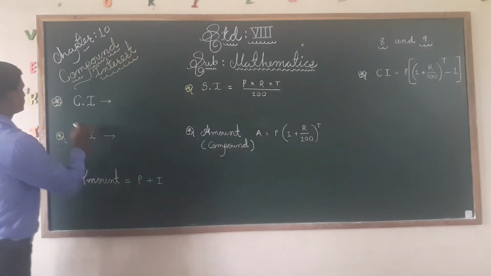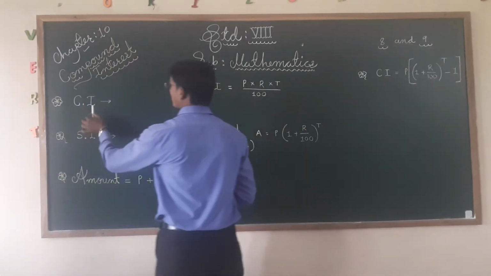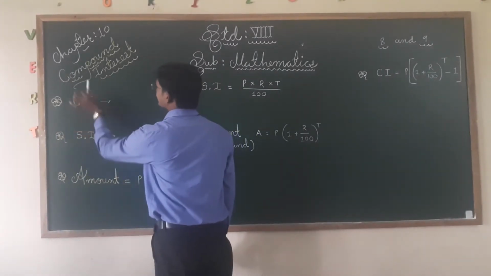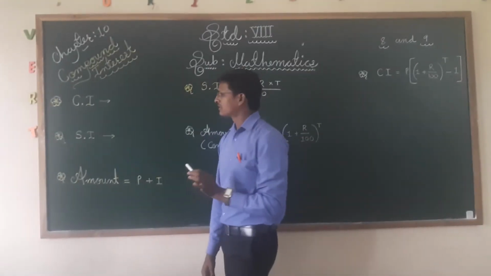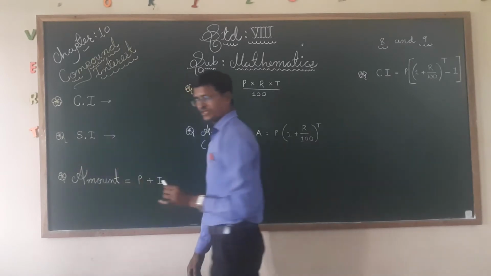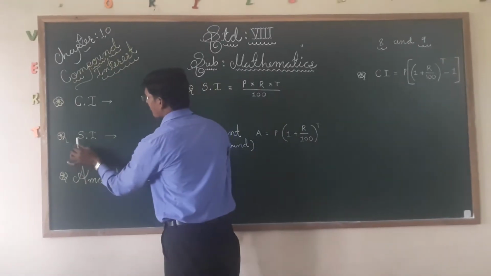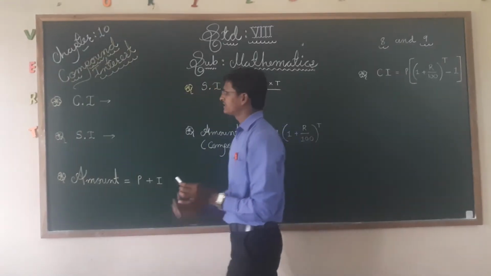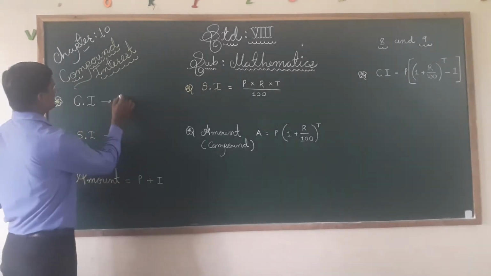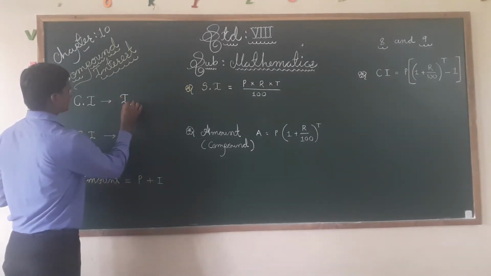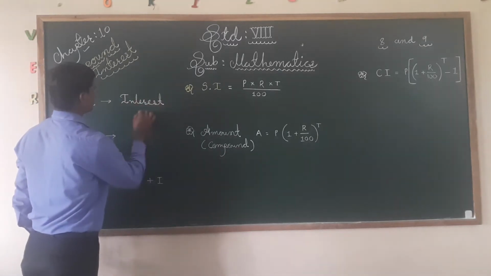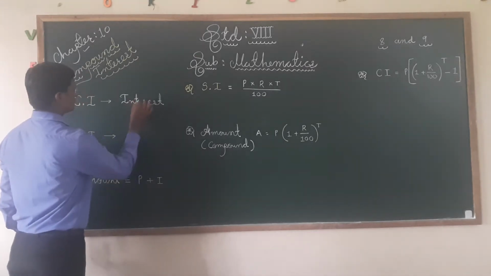First of all, we should know what is compound interest, or CI. CI is compound interest. In short, we can consider one more term, SI, which is simple interest. Simple interest and compound interest are interlinked. So compound interest is what? It is interest on interest.